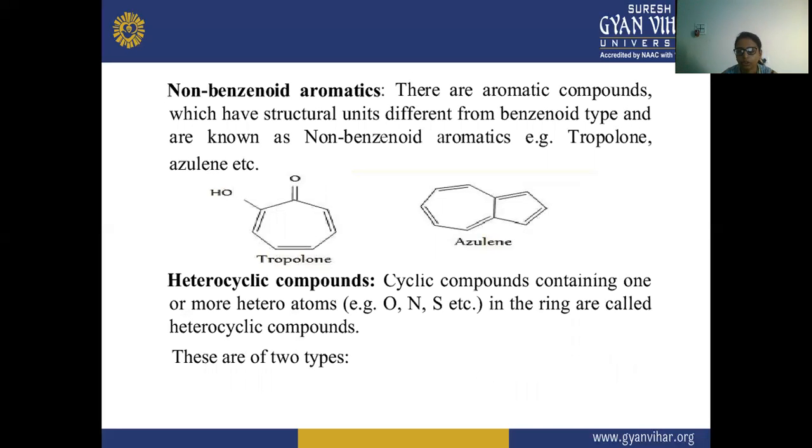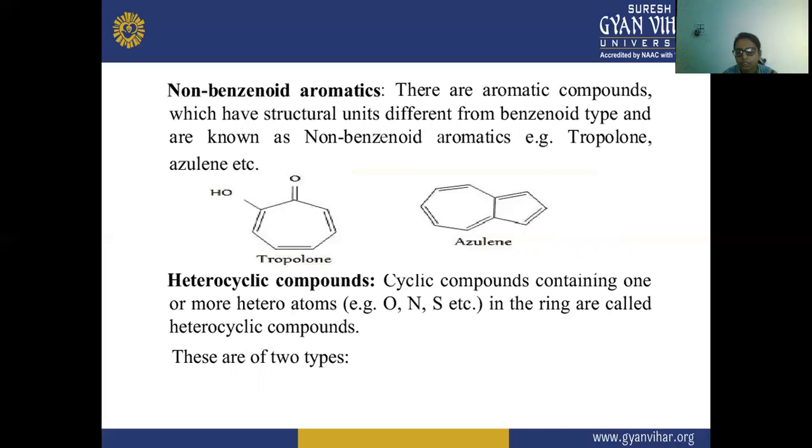Next is the non-benzenoid aromatic. The non-benzenoid aromatic compounds are aromatic compounds which are structurally different from the benzenoid type. Here you can see that this double bond is also taking part in this, and these are the non-benzenoid aromatic. They are also aromatic compounds which have a structural unit that is different in structure.